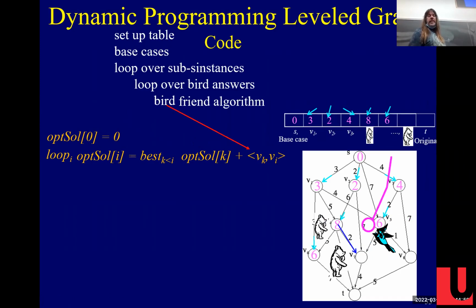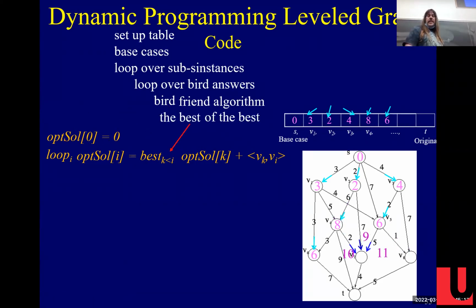So in the end, here we have a sum. Our friend tells us this number, and the bird tells us the weight of this edge, and we put the two together, right? Does that make sense? And then after we've done that for each of the bird answers, we take the best of those and we store it in our table. Right? People good with that?